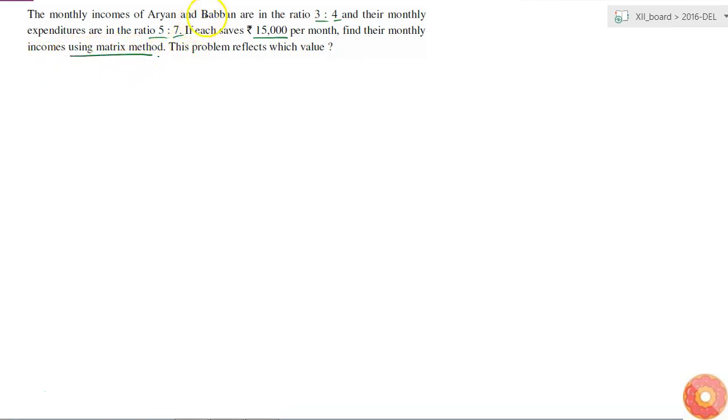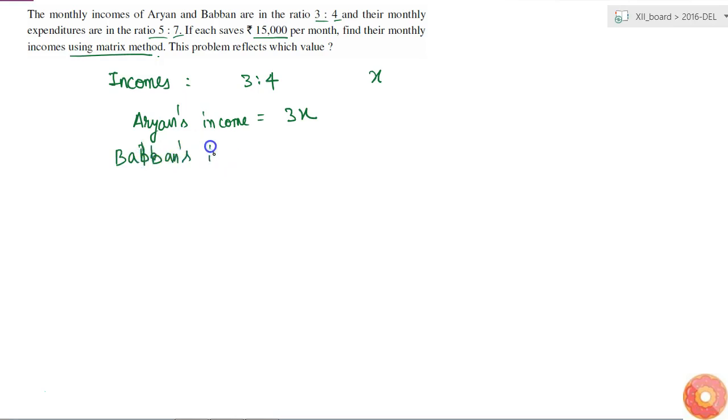So, it is given that incomes are in the ratio 3:4. So, I'll assume a factor x, such that Aryan's income is equal to 3x and Babban's income will be 4x. In that case, the ratio is maintained. Okay, fine. Now, what else is given?